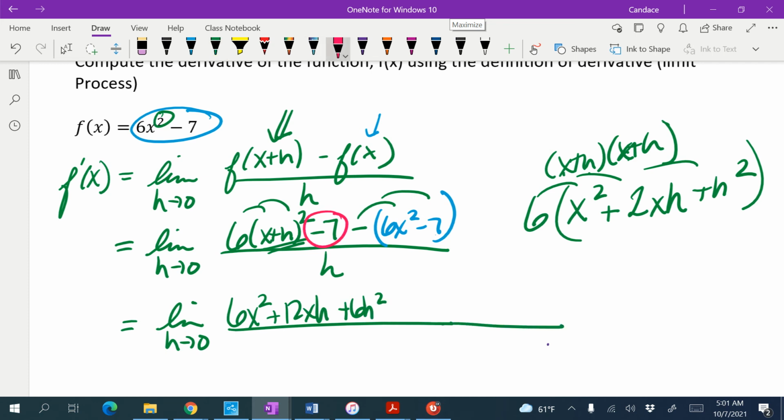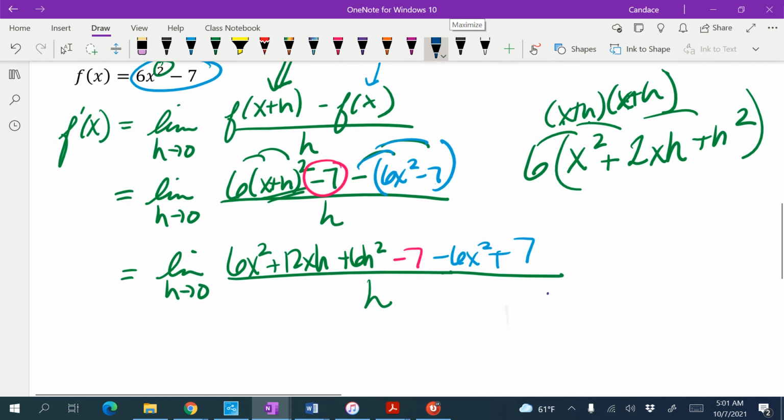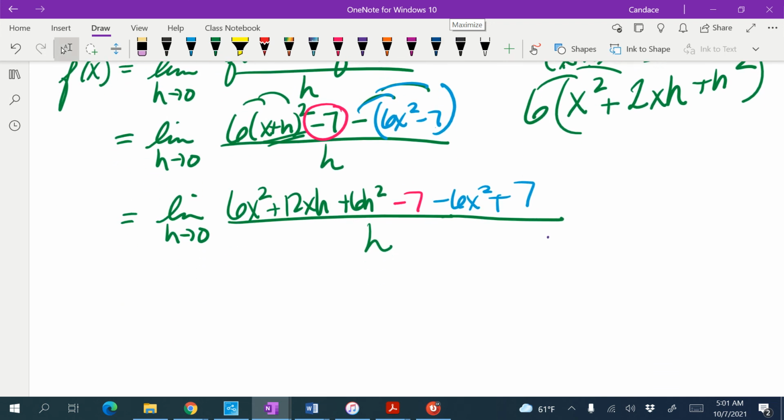Then I'm going to drop down this minus 7. And then we are going to go ahead and distribute that negative. So negative 6x squared plus 7. And then we're all over h. So let's see what we have now. Let's see if we have some stuff that maybe will cancel for us. So it looks like 6x squared cancels. It looks like the 7 is going to cancel. Now let's write down what we have left.